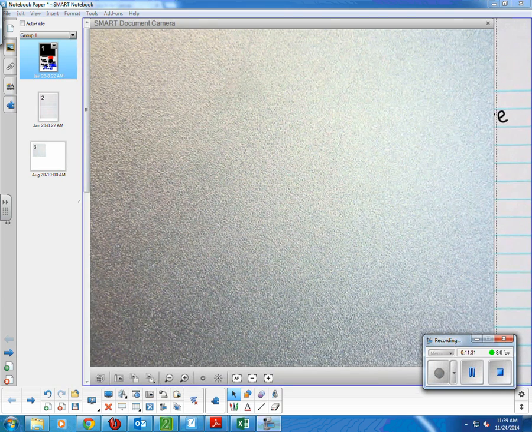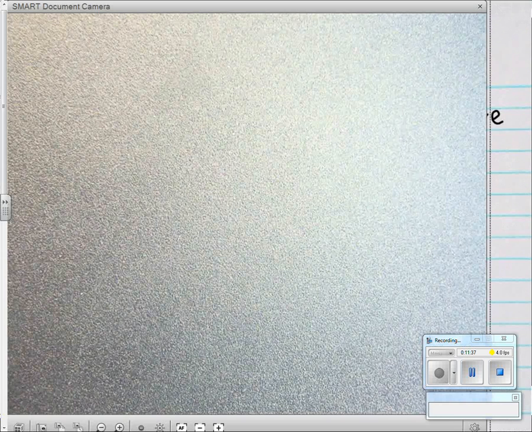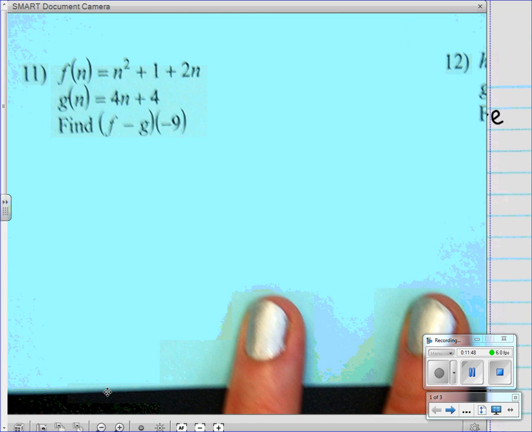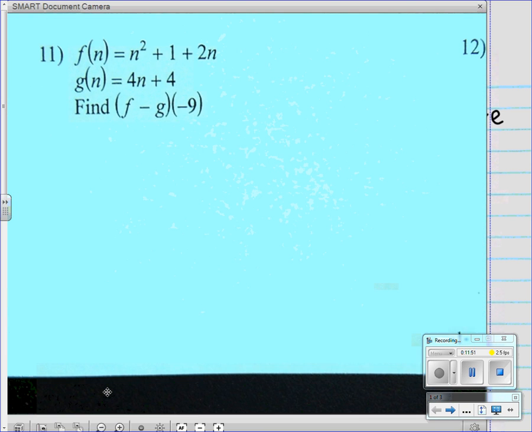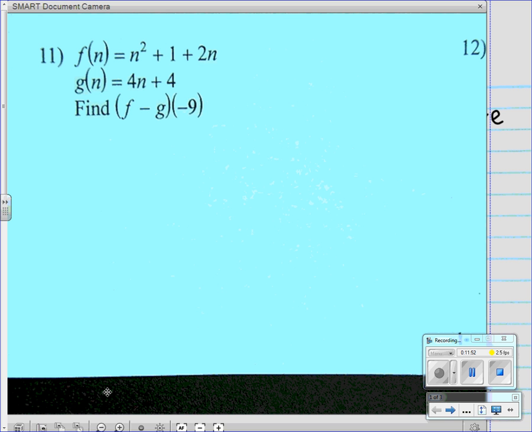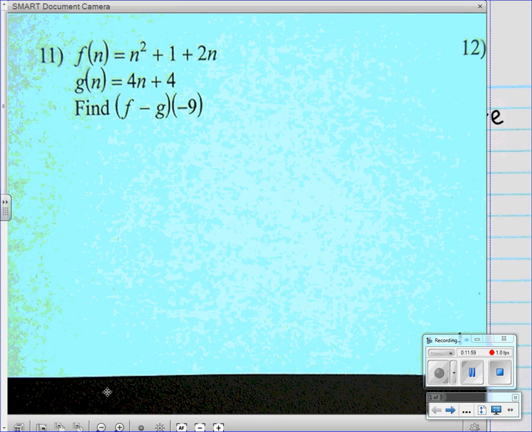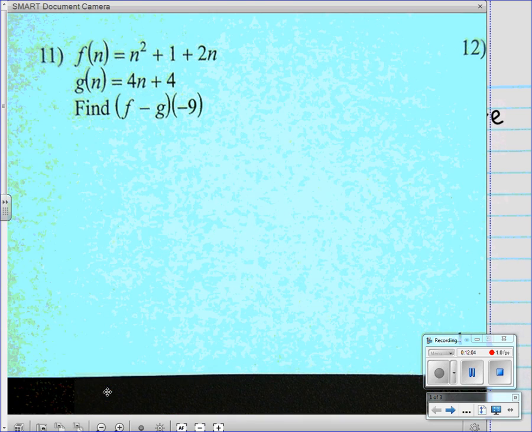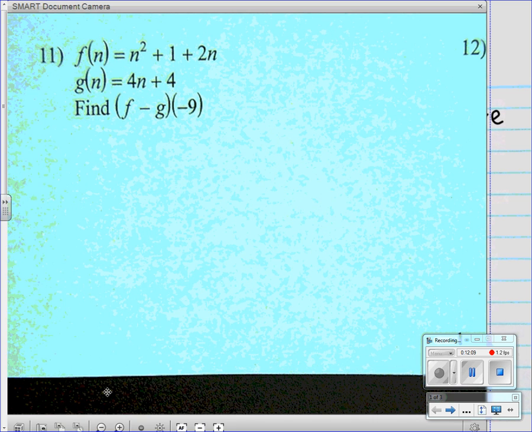Would you like to do another evaluating function problem? Let's do number 11. What is number 11 asking us to find out? F minus g of negative n. Yeah, we're plugging in negative 9 for n, right? So let's plug in negative 9 for n into both of them.